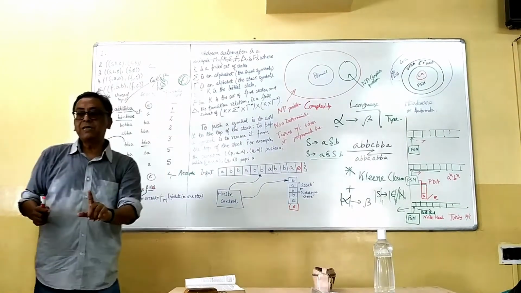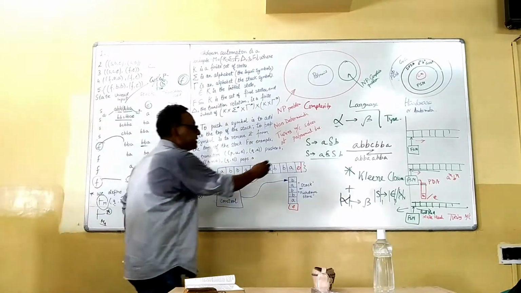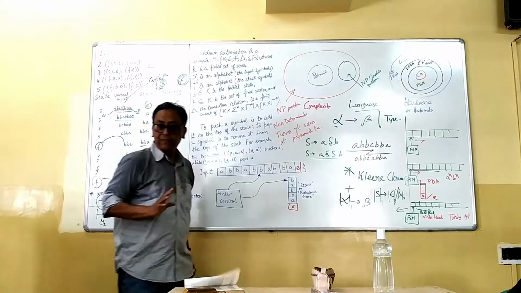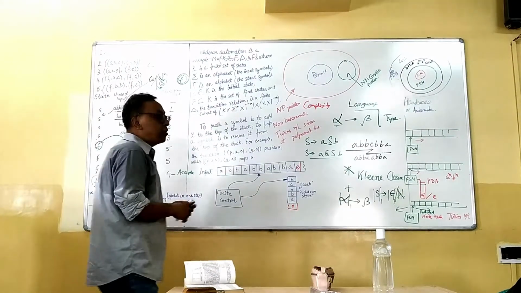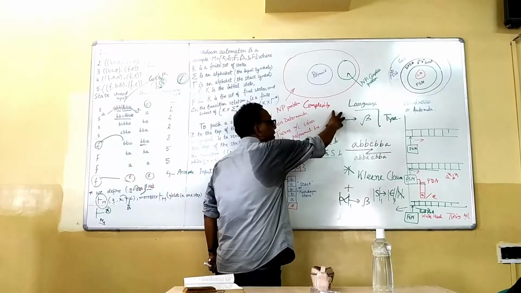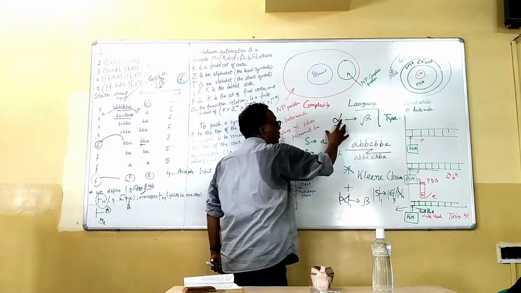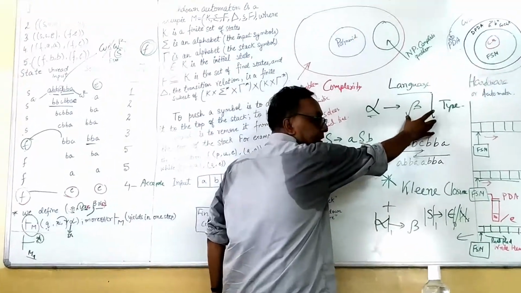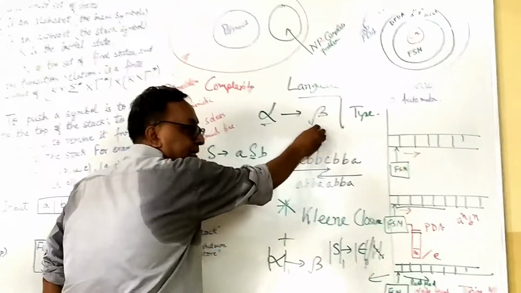Only one restriction is there: the length of the left hand side cannot be more than the length of the right hand side, except S going to epsilon. That is called context sensitive grammar. Context sensitive grammar means it can be anything, but the only restriction is that the length of the string cannot be less than this.